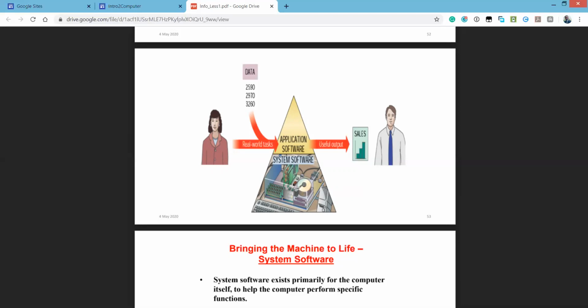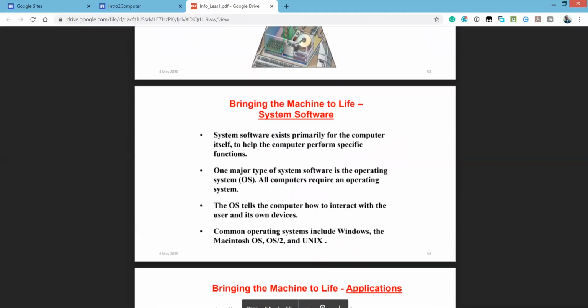A system software is what the computer itself runs on. Without it, you can't have the application software. The system software is what the computer actually runs on, for the application software to run on. System software exists primarily for the computer itself, to help the computer perform specific functions. One major type of system software is the operating system. All computers require an operating system. Even your phone requires an operating system.